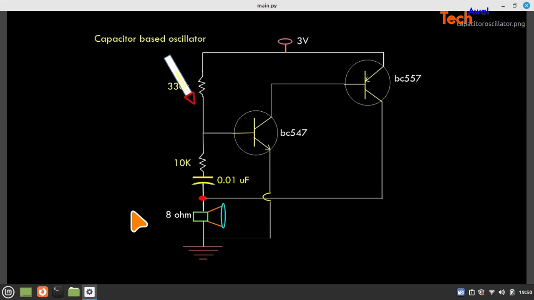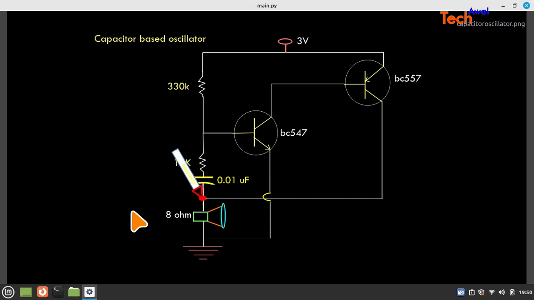Now from the base, a 330 kilo ohm resistor is connected to 3 volt and a 10 kilo ohm resistor from the base is connected to the ground, straightforward. Okay, now in between we have connected a 0.01 microfarad capacitor and an 8 ohm speaker. So 8 ohm is the resistance and then this is the capacitor.